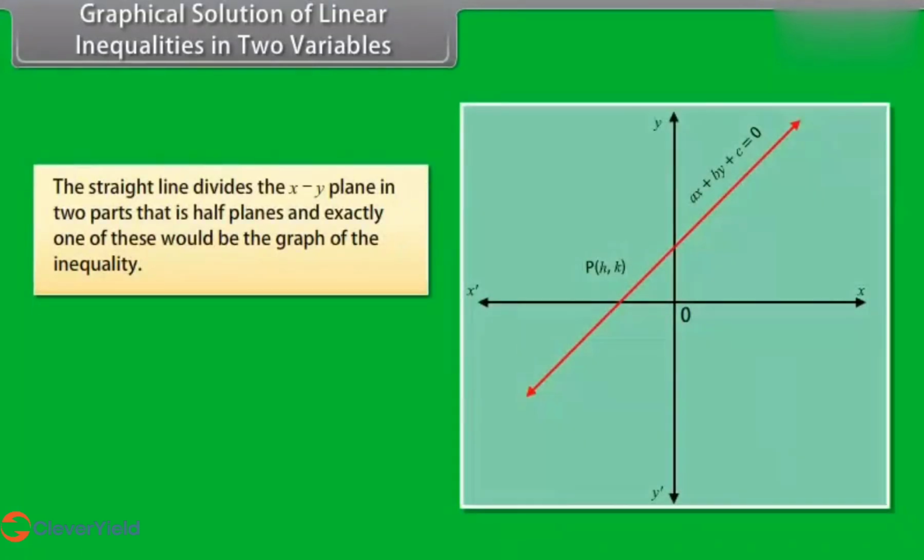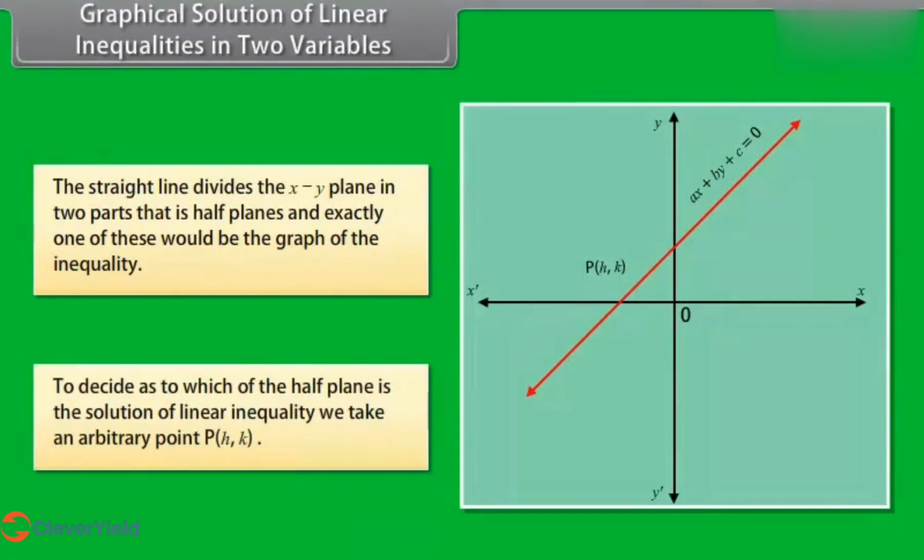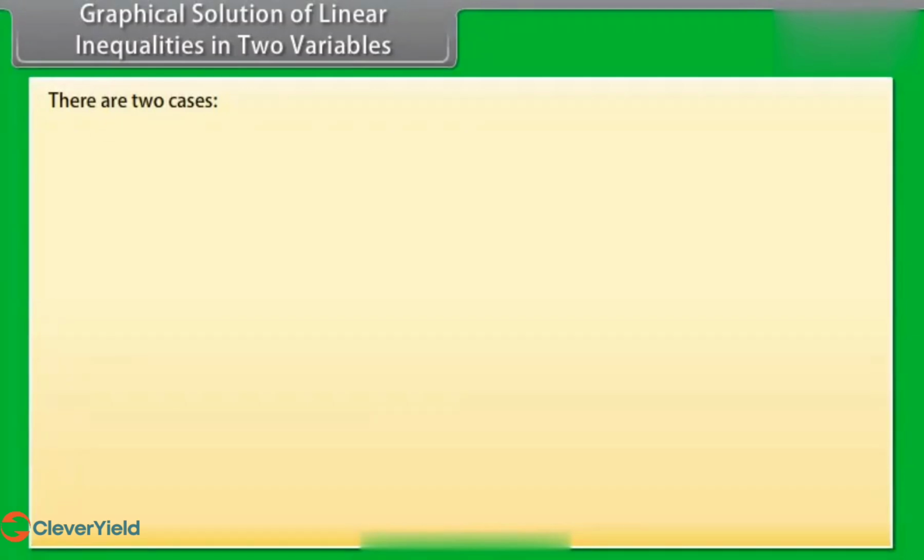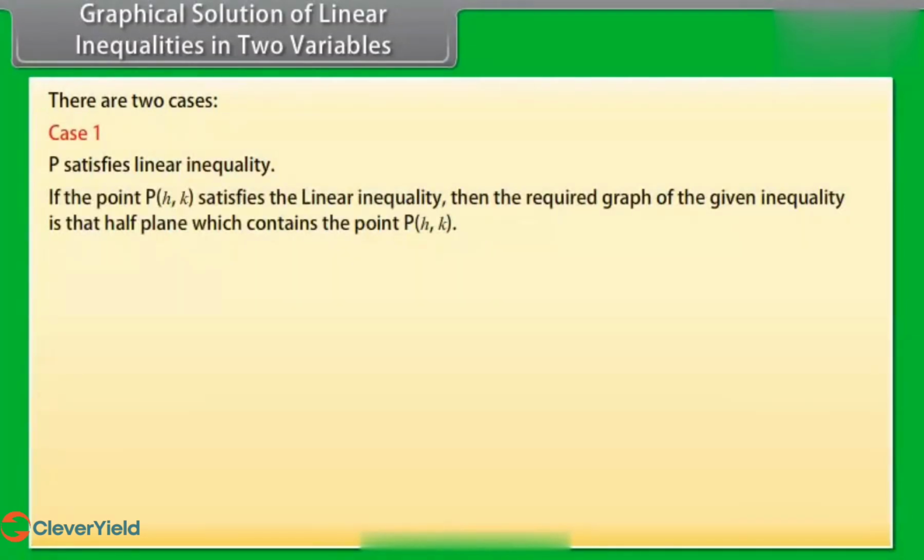The straight line divides the xy plane into two parts, that is, half planes, and exactly one of these would be the graph of the inequality. To decide which of the half planes is the solution of the linear inequality, we take an arbitrary point P(h, k). There are two cases. Case 1. P satisfies the linear inequality. If the point P(h, k) satisfies the linear inequality, then the required graph of the given inequality is that half plane which contains the point P(h, k).